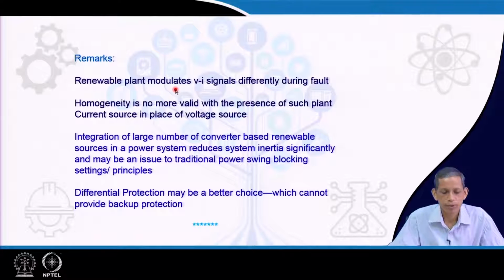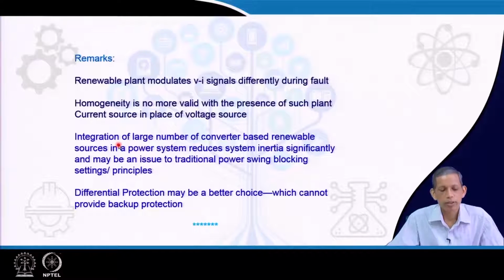we see that renewable resource plants are being integrated in general with an inverter interface, and they modulate the voltage and current signals differently during fault as compared to the synchronous machine based approach. Non-homogeneity, the angle issue: the equivalent impedance of the plant is much different than that of the synchronous machine or the transmission system. This is a current source, unlike the voltage source which you take for the synchronous machine based approach, with no negative sequence current.